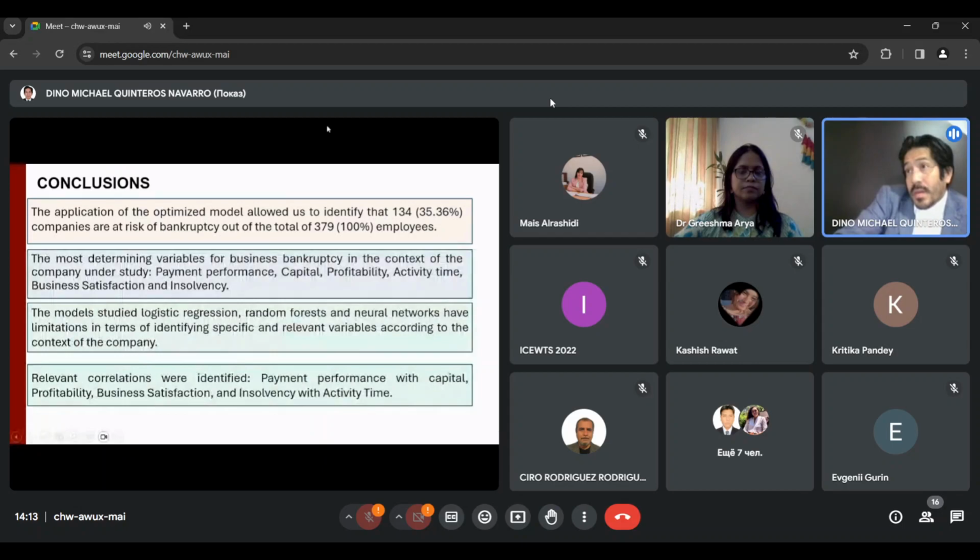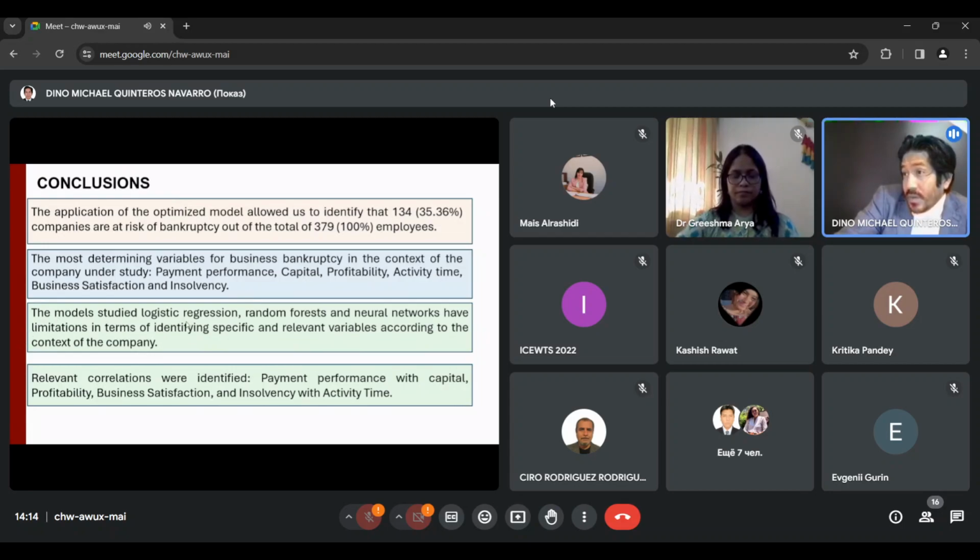Conclusion: the application of the optimization model allowed us to identify that 134 companies are under risk of bankruptcy, out of the total 379. The most determined variables for business bankruptcy in the context of the company under study: payment performance, capital, profitability, activity time, business satisfaction, and insolvency.